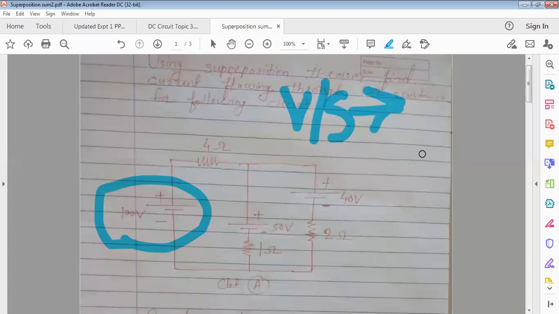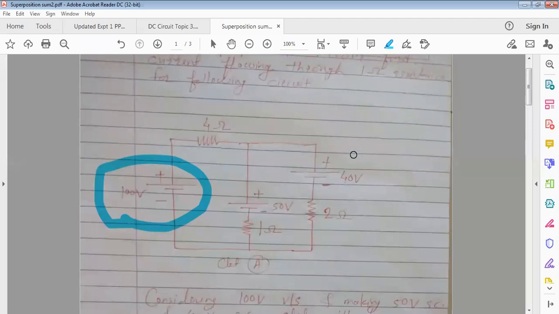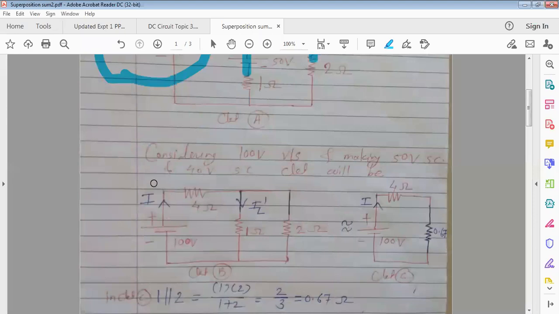Any source you can consider. I'm going to consider 100 volt first, and I'll make the rest of the sources inoperative. According to the superposition theorem, if the rest of the sources are voltage sources, make them short. If the rest are current sources, make them open. Very good. So draw the circuit with 50 volt shorted and 40 volt shorted. The circuit will be like this.